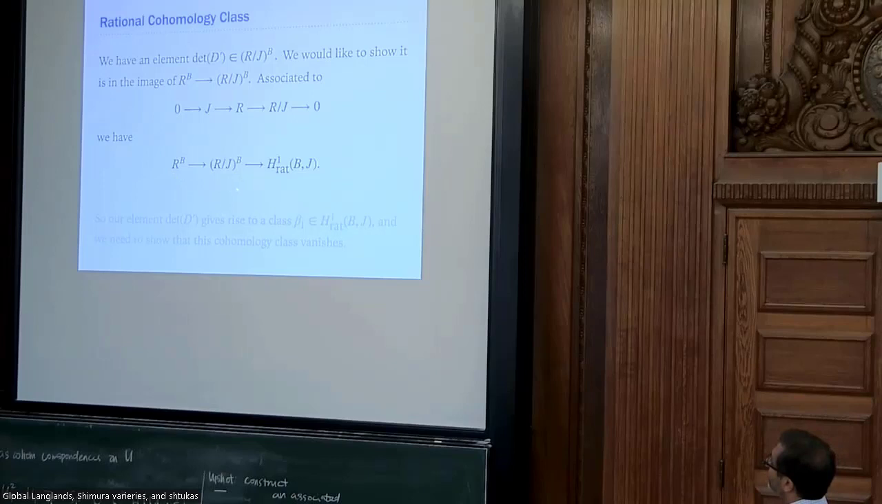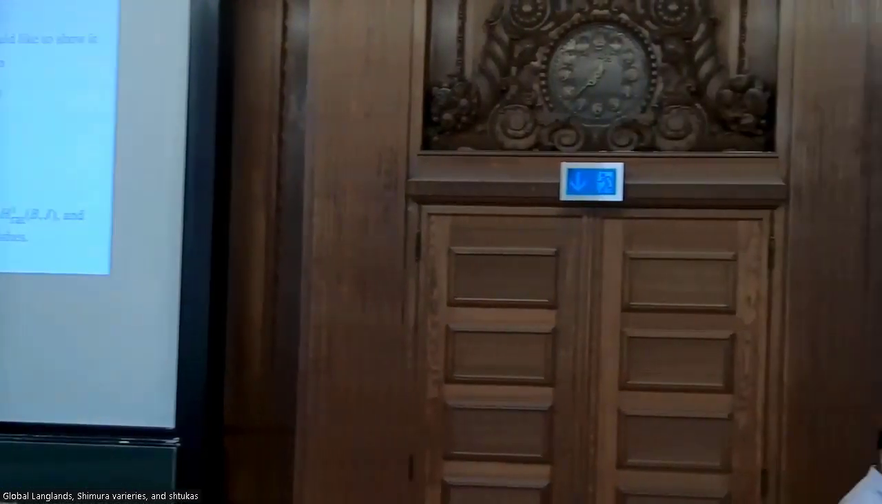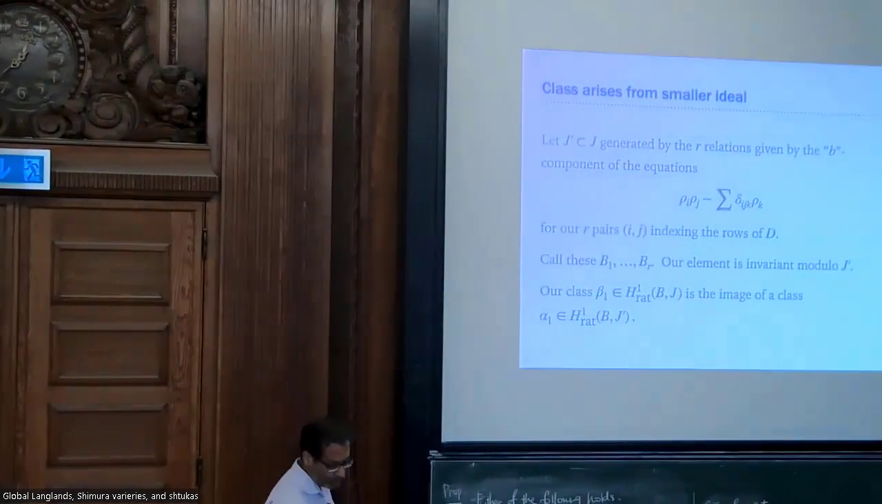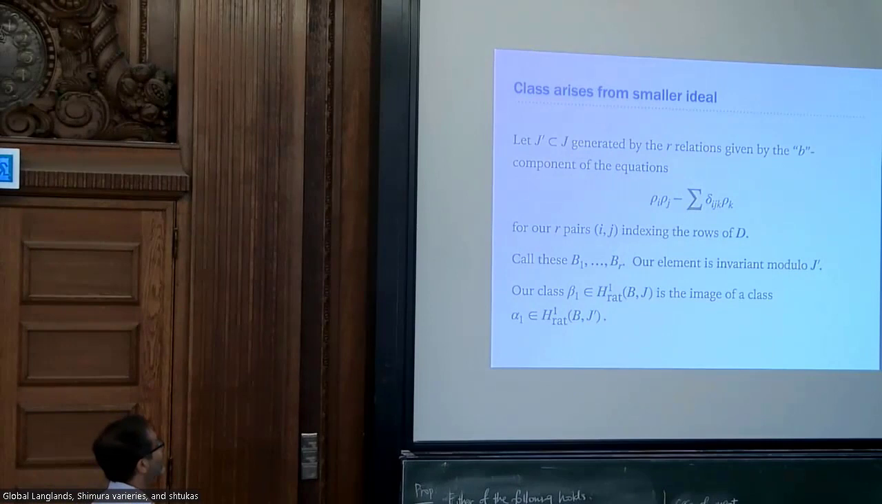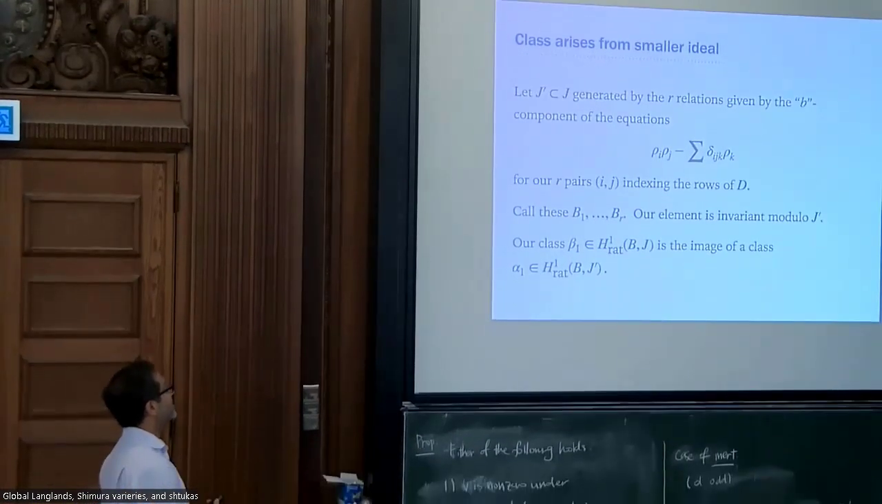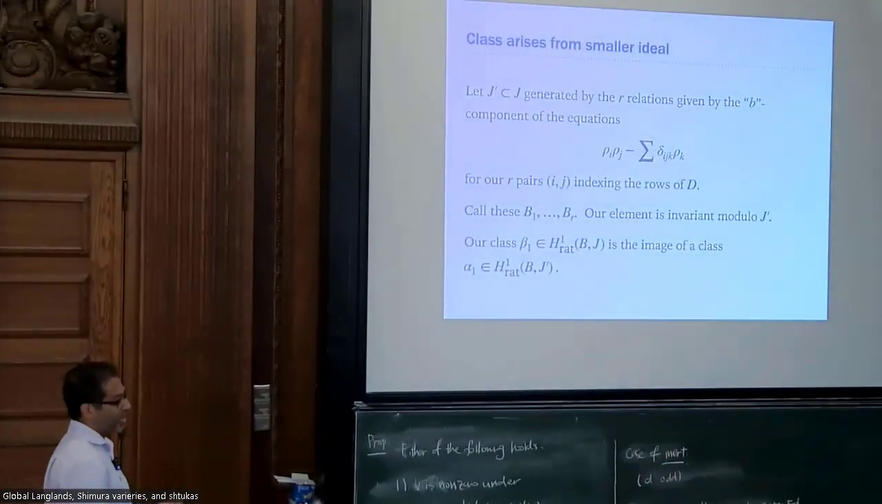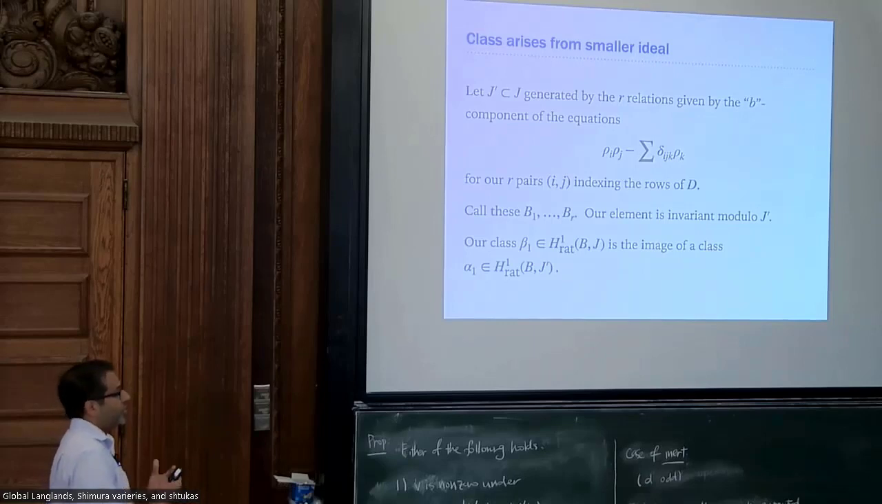So we'll be able to apply that theorem if we can show that the cohomology class associated to this element gives rise to the trivial class in H1. That's what we're down to now: proving that this cohomology class vanishes. What's important in this is that the class actually arises from a smaller ideal. So I had some element of R mod J, which I called determinant D prime. I didn't explain to you that somehow you can show that it's B invariant.